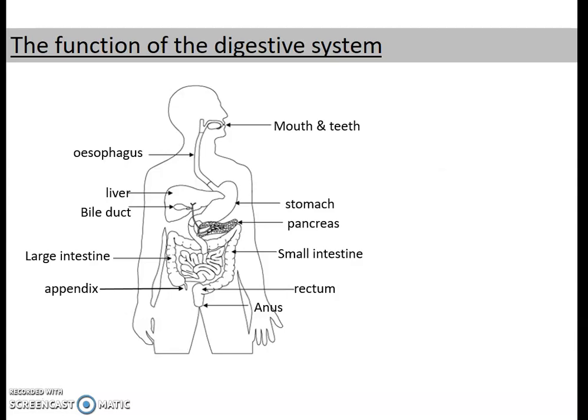Now, your appendix isn't directly involved in the digestive system, and neither is your liver or bile duct, but it's something food can pass via, so it's sometimes included, which is why I've chosen to include it this time. So your main ones are your mouth and teeth, the esophagus, stomach, small intestine, large intestine, rectum, and anus. As long as you can remember those main ones, whenever you're asked what are the organs involved in the digestive system, then you should be okay. They're part of the key facts that you need to know for this lesson.